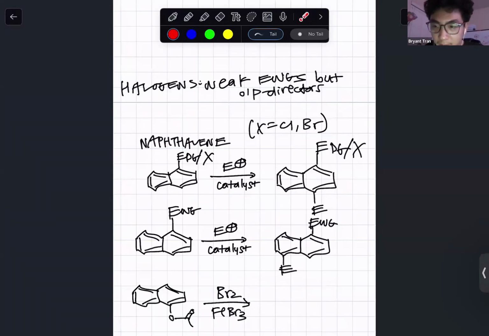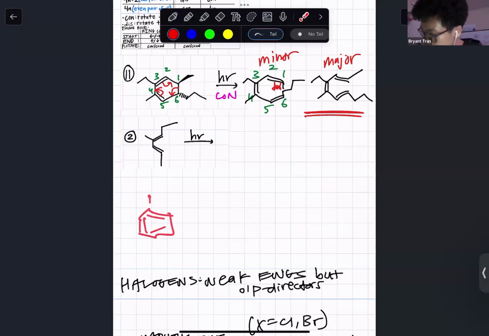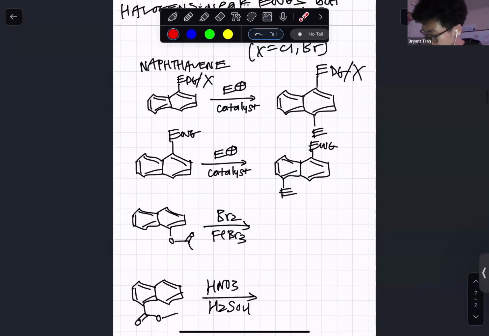Are there other meta products with EWG substituents? When we have EWG substituents on naphthalene, the electrophile is going to attach on the other benzene ring on the opposite side. If you have an EWG on a regular benzene ring, then that's a meta director. Except for halogen. Except when you have a halogen, the halogen is an ortho-para director.